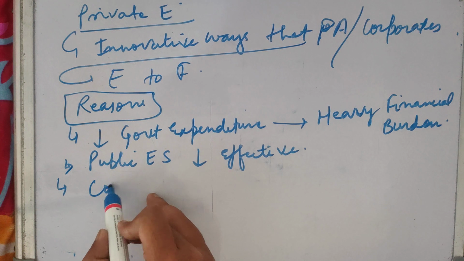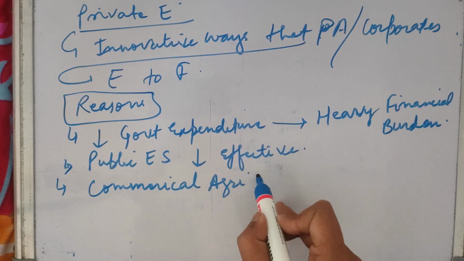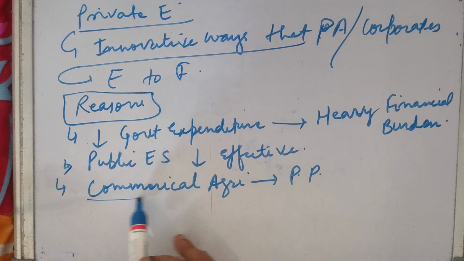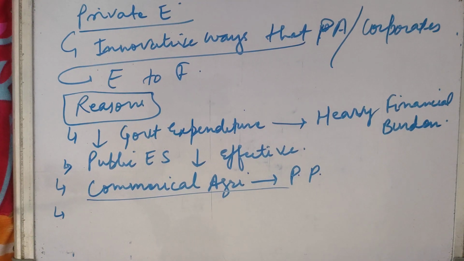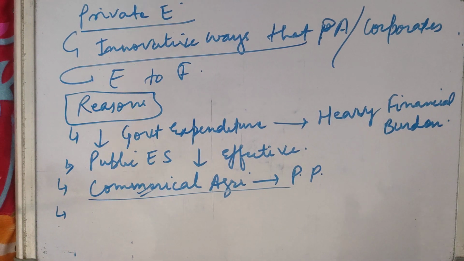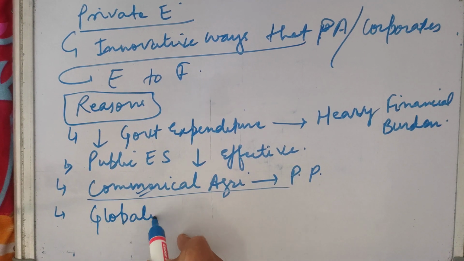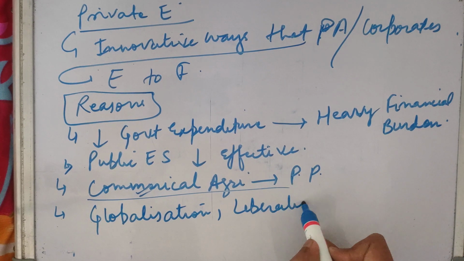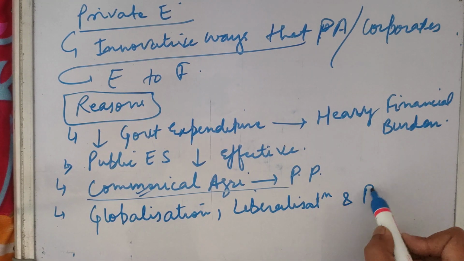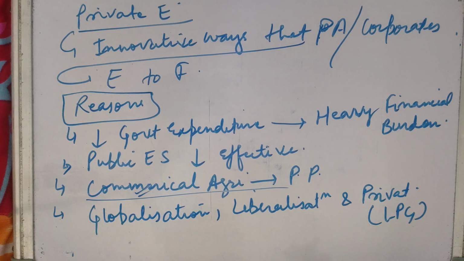Now there is also the modern trend of commercial agriculture, and private players deal more effectively with the commercial parts of agriculture in economic terms. So commercial help is more given by private players than the government to meet the challenges of globalization, liberalization and privatization. That is LPG. I hope you all learned economics.